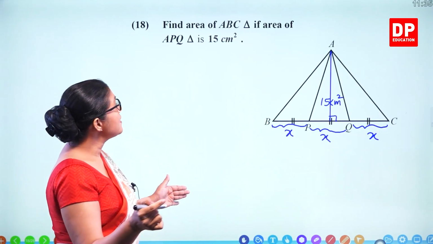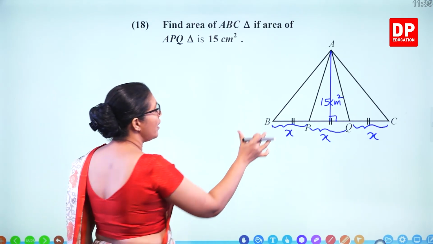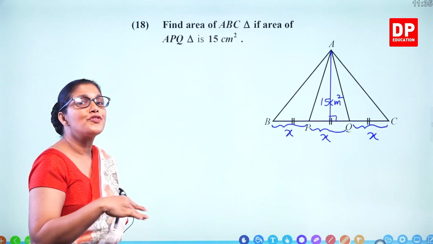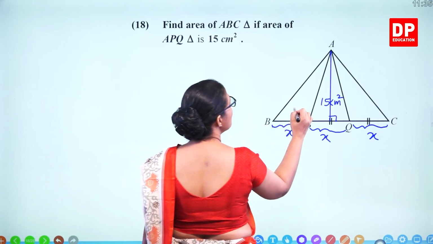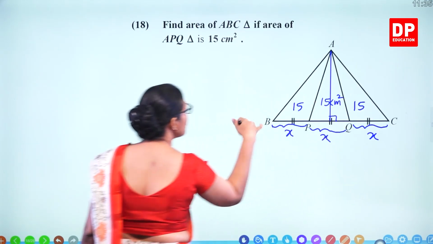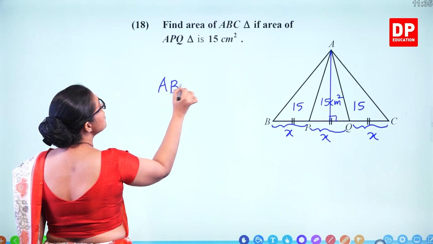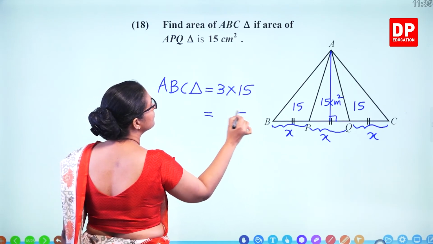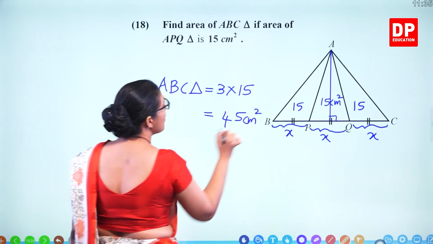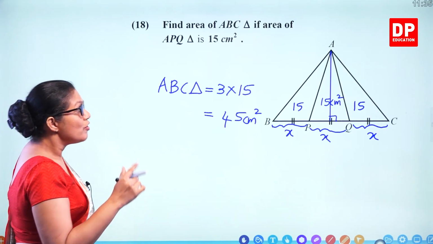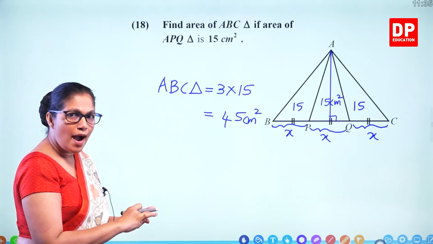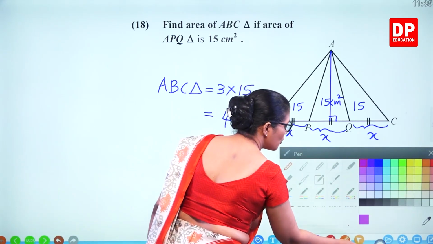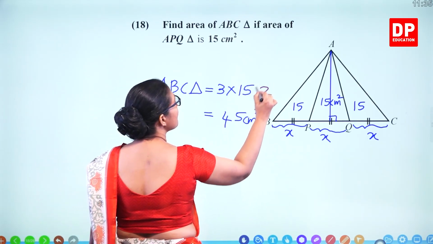For triangle ABC, what's the base now? x plus x plus x, 3x. So that means the area becomes 3 times bigger. So this is also 15, this is also 15. So altogether, the area of triangle ABC is 3 times 15, 45 square centimeters. So you need to identify that theory. Same height, base is only 3 times bigger than the given one, so you have to multiply by 3. 2 marks.